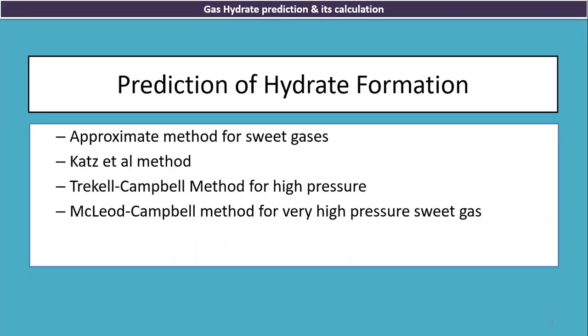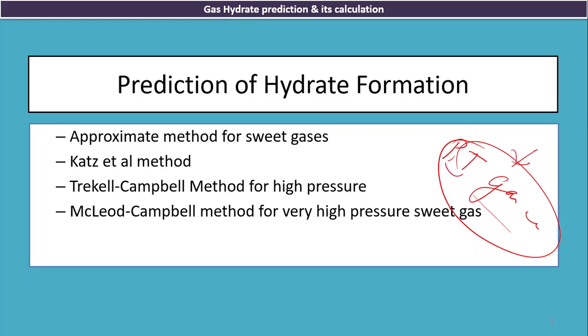Now come to the next topic, that is the prediction of hydrate formation. If the pressure, temperature, and gas composition are given, we have to find out whether at this pressure and this temperature and for the given gas composition the hydrate will form or not. This information is very necessary, because normally natural gas is transported in various pipelines, and we should know whether the operating conditions of that pipeline fall in the hydrate formation region or not.